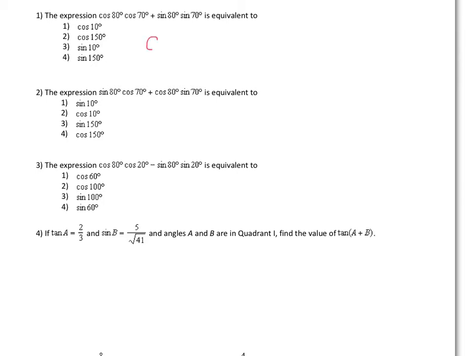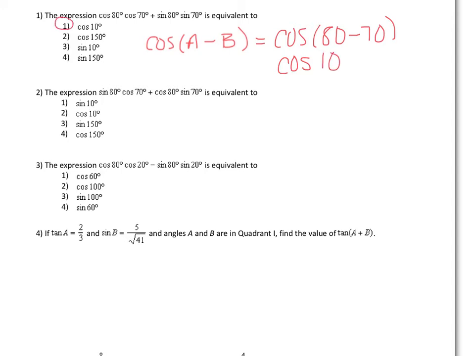Which one it is: cosine of a minus b. So we're going to call the first term a, we'll call this b. So it's really the same thing as saying cos of 80 minus 70. And again, what's 80 minus 70? 10. So cos 10, choice 1.